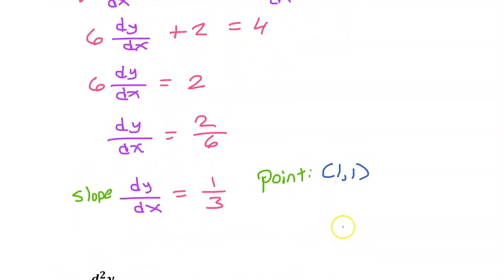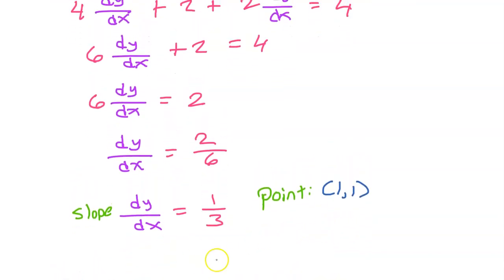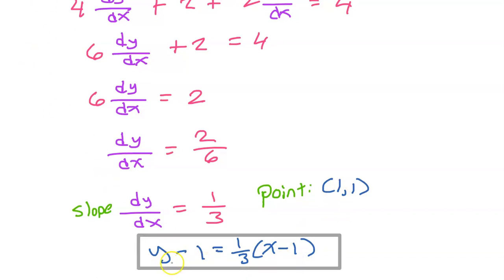So we can just slide down and make the equation. The final answer should be y minus y, which is 1, is equal to the slope, which is 1/3, times x minus x, which is another 1. So this is the equation of the line tangent to the graph at the point (1, 1).